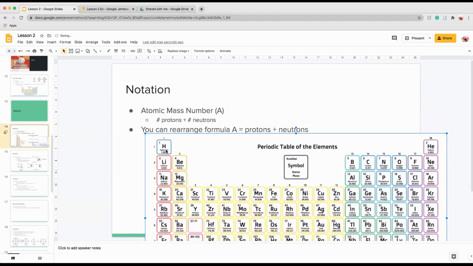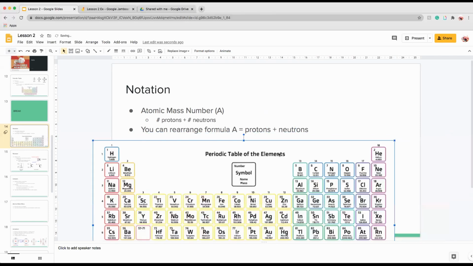Usually hydrogen only has 1 proton. For things like boron, you can see that it weighs approximately 11 atomic mass units. So that means there's a total of 11 protons and neutrons inside that element. Now you can rearrange the formula of A equals protons plus neutrons to find the number of protons or neutrons in an element.